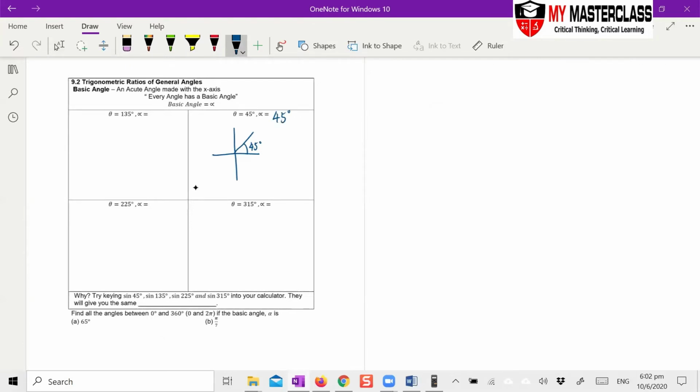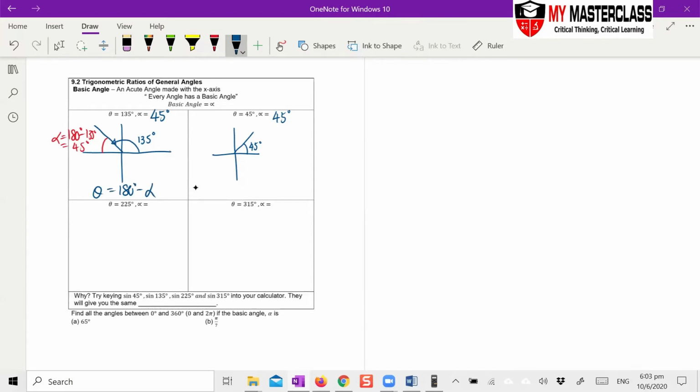If theta is equal to 135 degrees, when we count angle, it always starts from this line and counts up. This is 135 degrees, but this is not an acute angle, so it has a basic angle. What is its basic angle? This is its basic angle. The basic angle is equal to 180 minus 135, which is equal to 45 degrees. So my alpha of 135 is equal to 45 degrees. So over here, theta is equal to 180 degrees minus alpha.